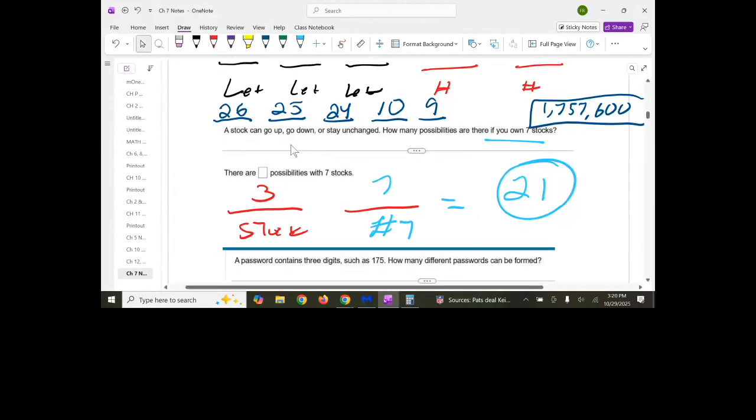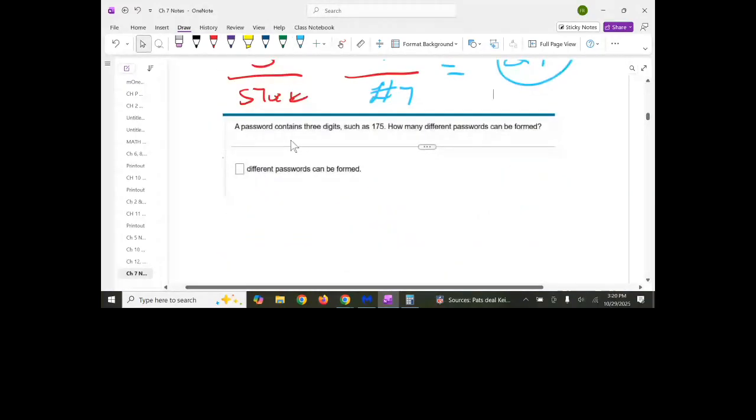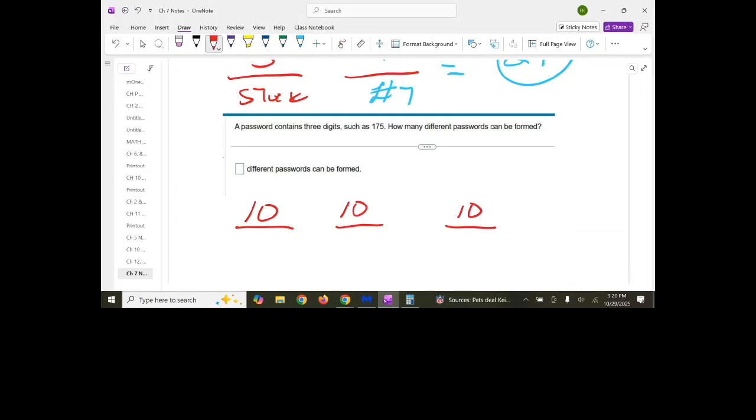All right, let me keep scrolling here, y'all. And it says a password contains 3 digits such as 175. So 1, 2, 3. Okay, so remember, y'all, we got 10 choices, 10 choices, and 10 choices. Unless they tell me repetition is not allowed, we assume that we can repeat the same numbers. So if you wanted to have 000, that would still be an okay password. We're just going to multiply straight across, and boom, we come up with 1,000.